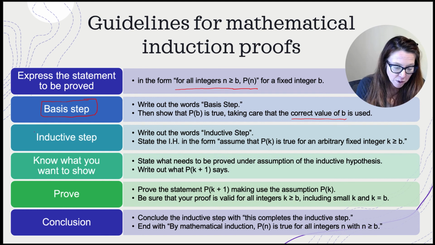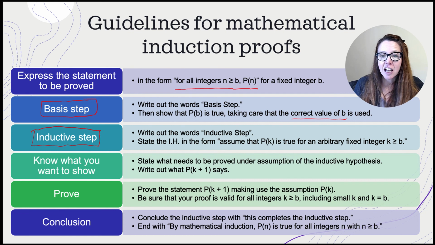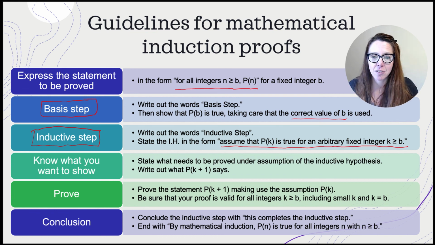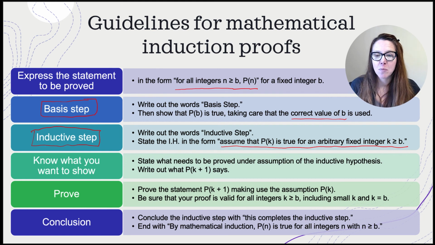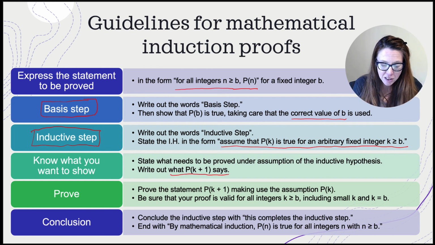Following this, we will write out the words inductive step. And then we're going to state our inductive hypothesis in the form, assume that P of k is true for an arbitrary fixed integer k greater than or equal to b. Now we need to know what we want to show. So state what needs to be proved under the assumption of that inductive hypothesis. So assuming that P of k is true, write out what P of k plus 1 says. That's what we want to show.